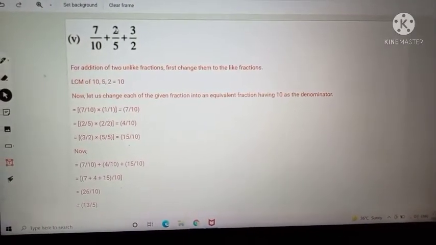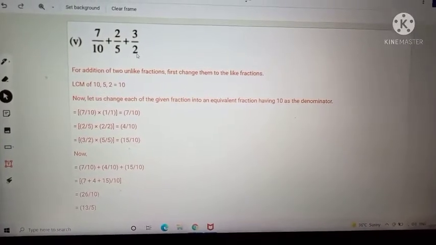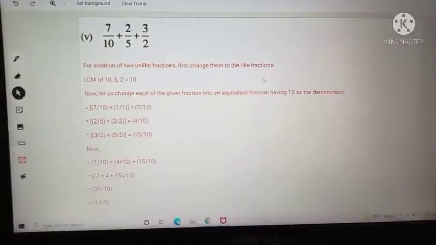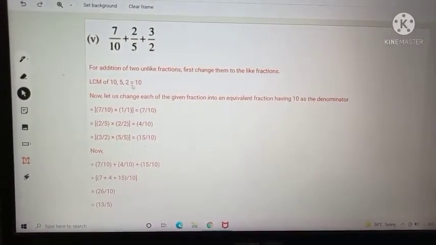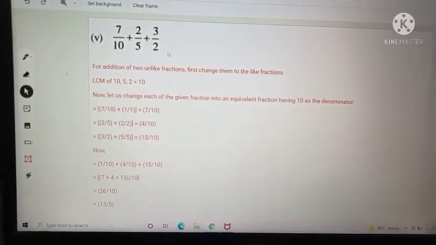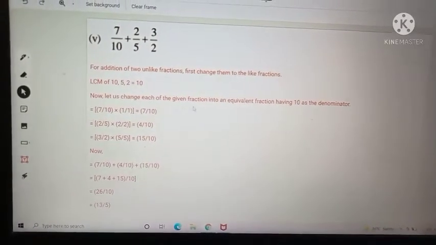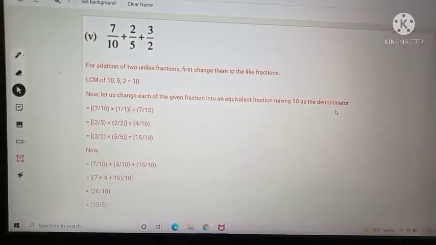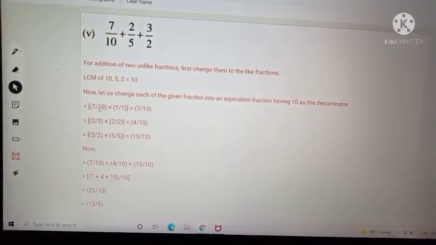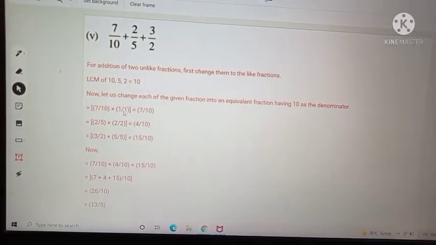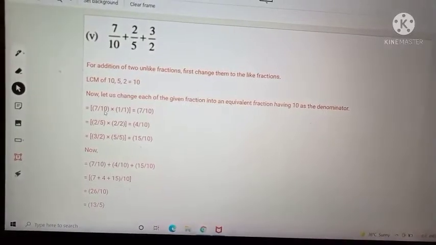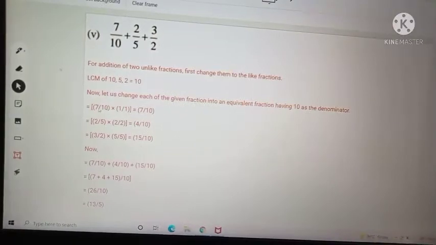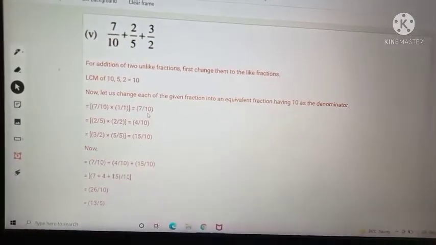7 by 10 plus 2 by 5 plus 3 by 2. For addition of unlike fractions, we know we have to change them into like fractions. What is the LCM of 10, 5 and 2? These denominators, it is 10. Now let us change the given fractions into an equivalent fraction having 10 as the denominator. For that, with 7 by 10 we are multiplying 1 because it is already 10 there. So 7 by 10 into 1 by 1 is 7 by 10 only.